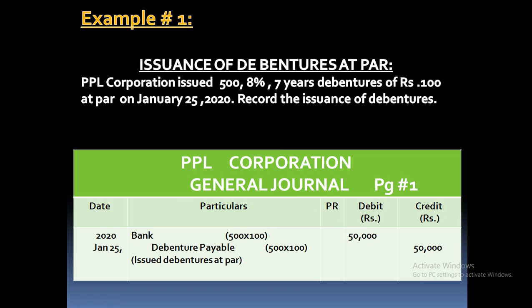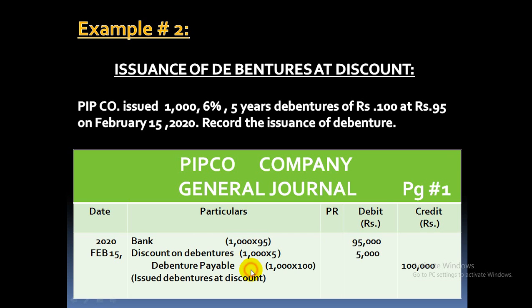Debenture payable is a liability. Because this liability is increasing, therefore debenture payable will be credited. Debenture payable will always be credited with its par value, no matter we are issuing it for premium or discount. The premium or discount account will be shown separately, but debenture payable will always be recorded with its par value. Narration is issued debentures at par.